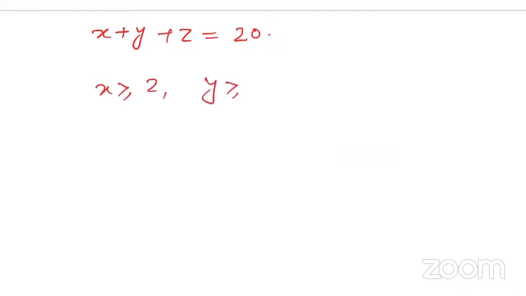Like if I'm giving the question directly: x plus y plus z is equal to 20, x greater than or equal to 2, y greater than or equal to 4, z greater than or equal to 1, right? Find the number of solutions. Try to write down your answer, solve this properly.